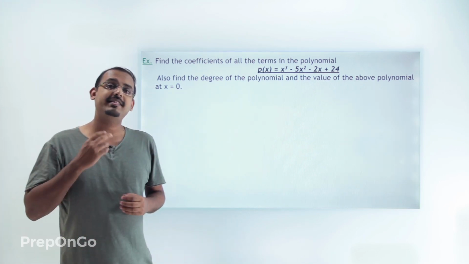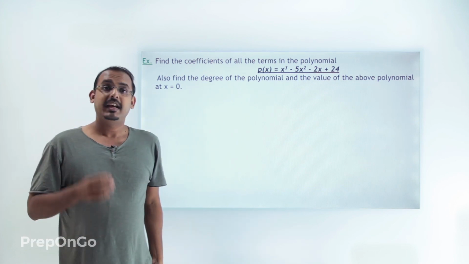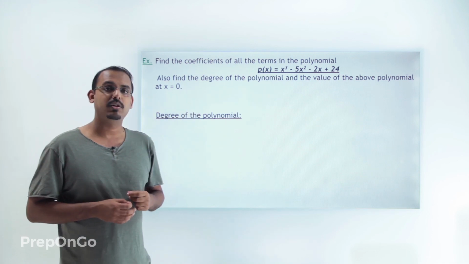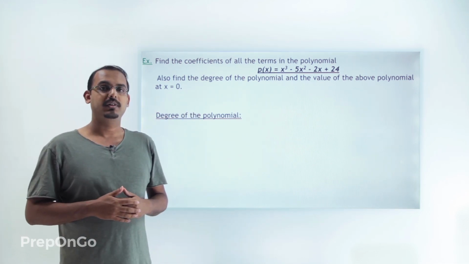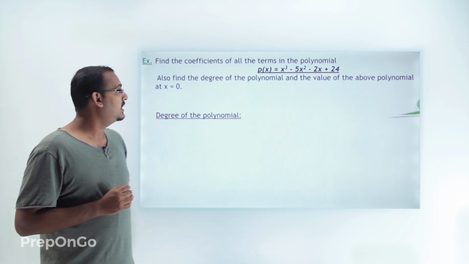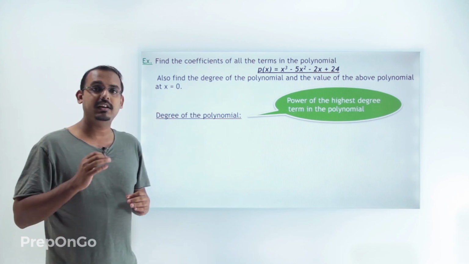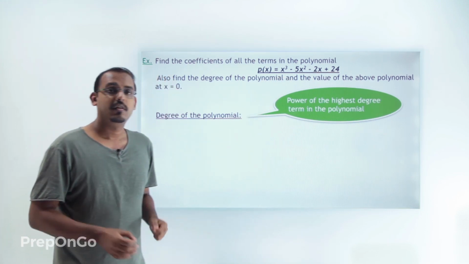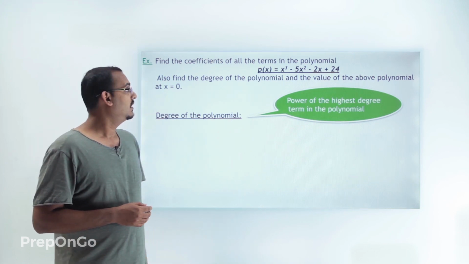Now let's move on to the second part of the question. In this part of the question, we have to find the degree of the polynomial, right? So we have to find the degree of the given polynomial p(x). Now recall what the degree of a polynomial is. Well, we know that the degree of a polynomial is actually the power of the highest degree term in the polynomial. So now in this given polynomial, find out which term is the highest degree term.